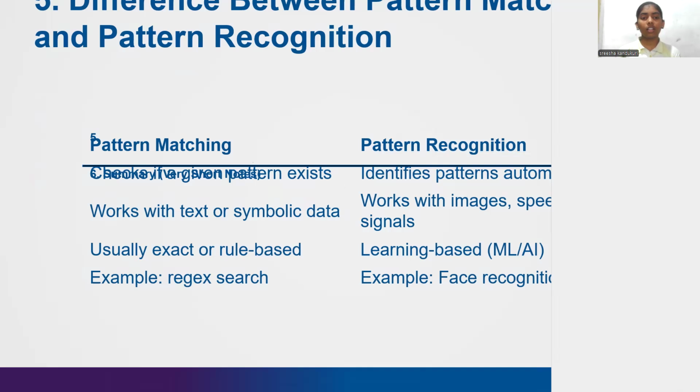And now we'll see the differences between pattern matching and pattern recognition. Pattern matching works with text or symbolic data, whereas recognition works with images, speech, and signals. Pattern matching is usually exact or rule-based, for example regex search. Whereas pattern recognition is learning-based, ML or AI, for example face recognition.